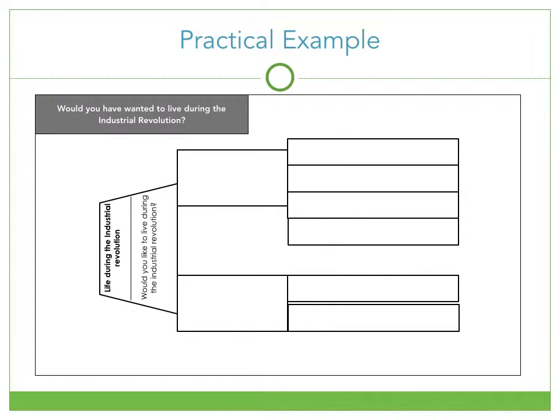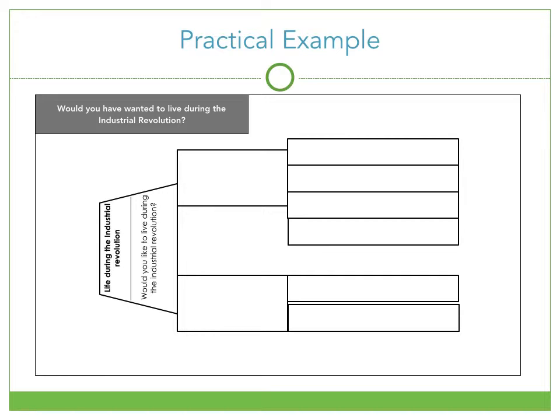Let's look at an example together. Still keeping with our running theme of the Industrial Revolution, you could ask learners, would you have wanted to live during the Industrial Revolution? So now, it's a higher order thinking question because it's now personal. Learners must give a personal opinion, and they must use the information and facts and examples that they've learnt about to give reasons why they feel a certain way.